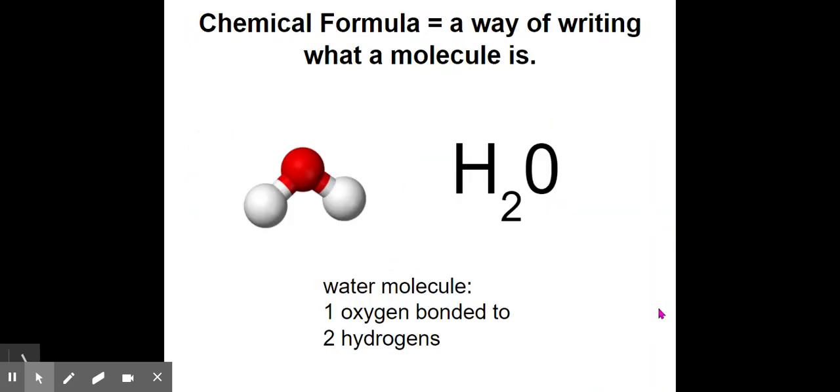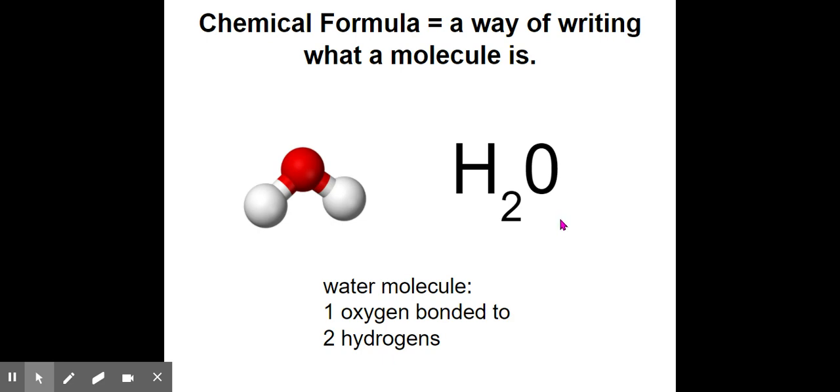A chemical formula is a way of writing what a molecule is. So instead of drawing the little picture, we do this shorthand with letters that stand for each kind of atom. A water molecule is H2O, which means it's got two hydrogens. This 2 goes with the letter before it. So 2 hydrogens and 1 oxygen.